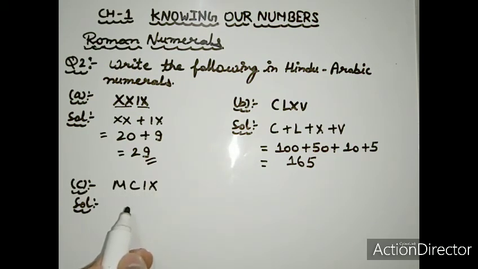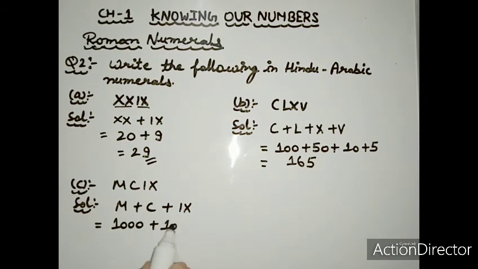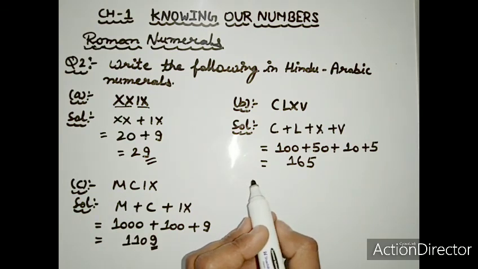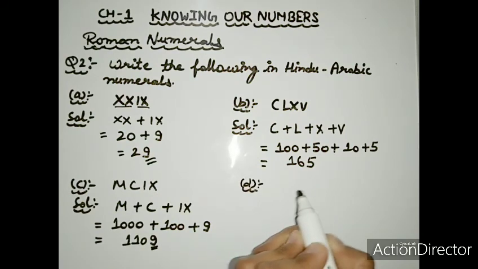Now the next number, MCIX. So here again we separate these numbers. M means 1000. So M plus C plus IX, meaning 9. So here we write IX. Now M represents 1000 plus C represents 100 plus IX represents 9. Here 1000 plus 100, 1100, and 1100 plus 9, 1109.